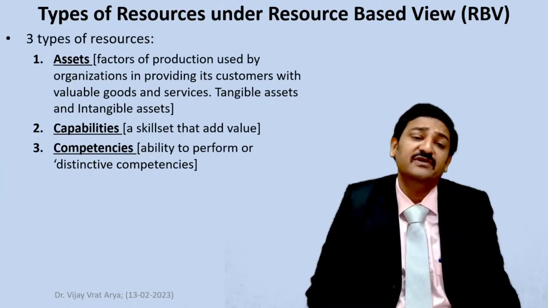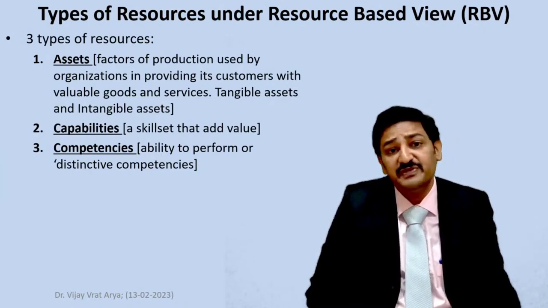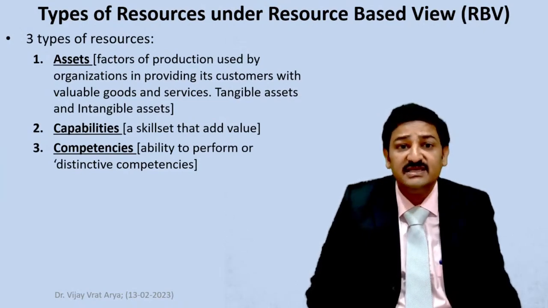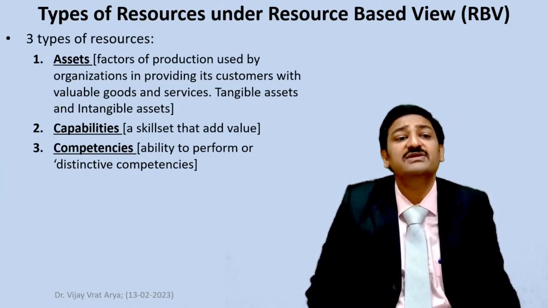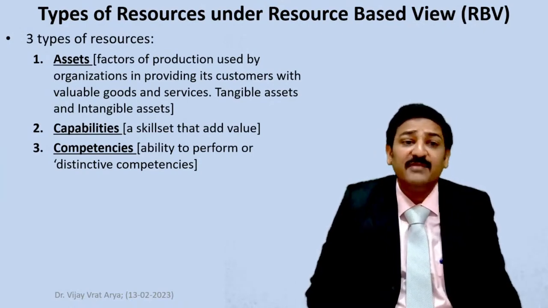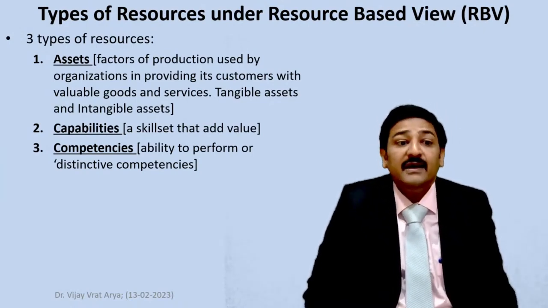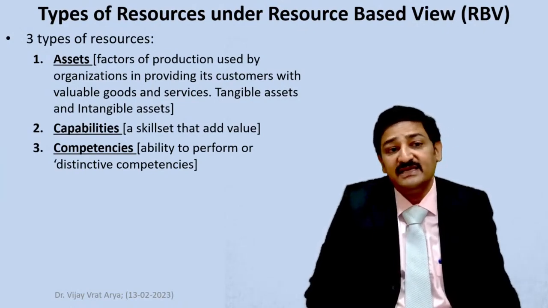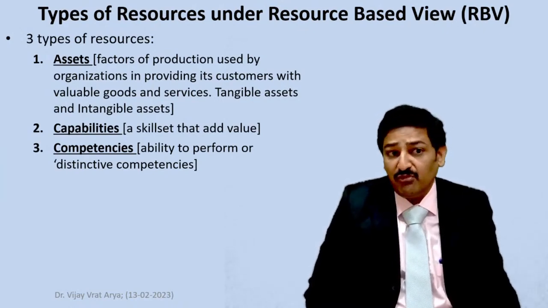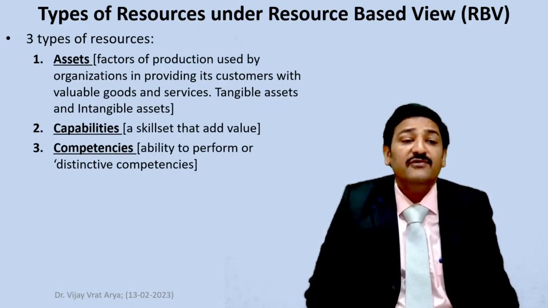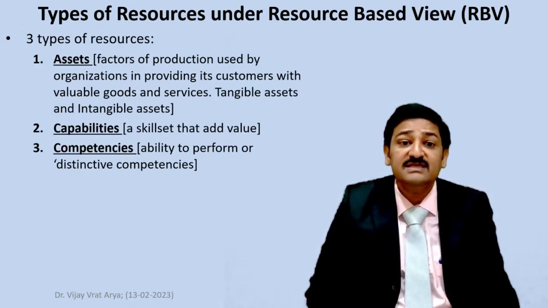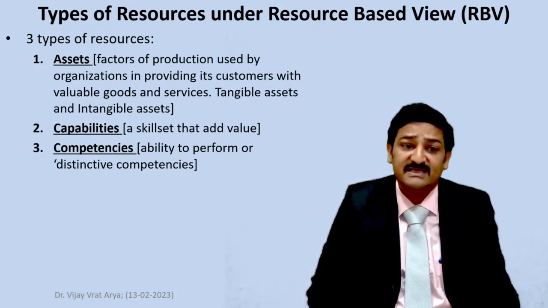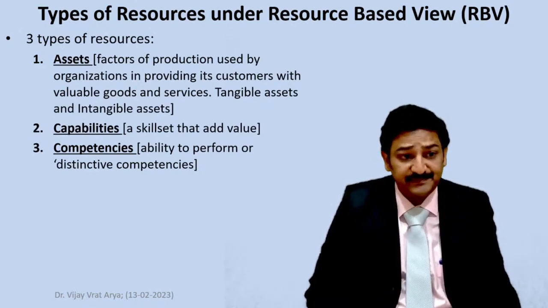Now we need to refer to the types of resources that an organization considers under the resource-based view strategy. Broadly speaking, three types of resources come under it: one is assets, second is capabilities, and third is competencies. As far as assets are concerned, one can easily see them, and they are also considered the factors of production, which are used by organizations in providing customers with valuable goods and services. They are basically tangible in nature, and some intangible assets are also part of the asset resources.